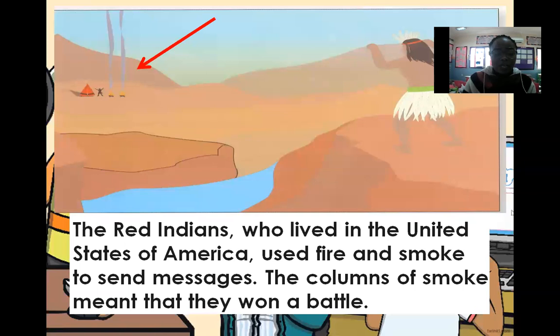They communicated. You see that there's a man here. This man was actually communicating to this man here that they won a battle. He was communicating that a battle has been won by setting 2 fires so that the smoke would go up high. The other man over there could see it. The column of smoke meant that the battle was won.